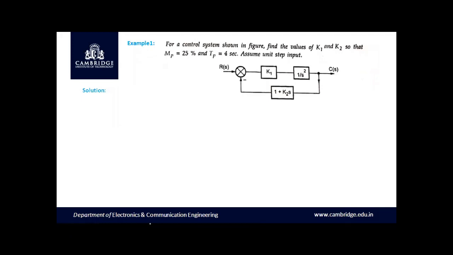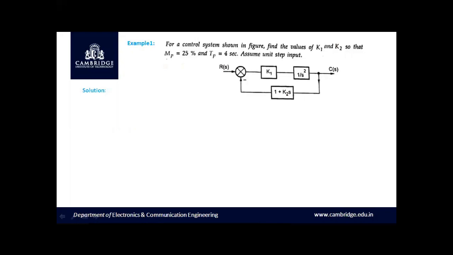Today we are going to solve a few example problems related to time domain specification. You can take down this question. For a control system shown in the figure, find the value of K1 and K2 so that MP equal to 25% and TP is equal to 4 seconds. Assume unit step input. And the block diagram is shown here.